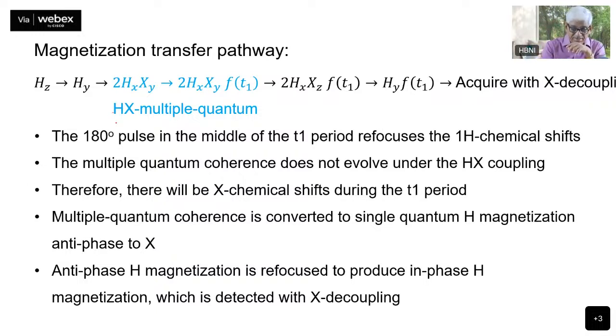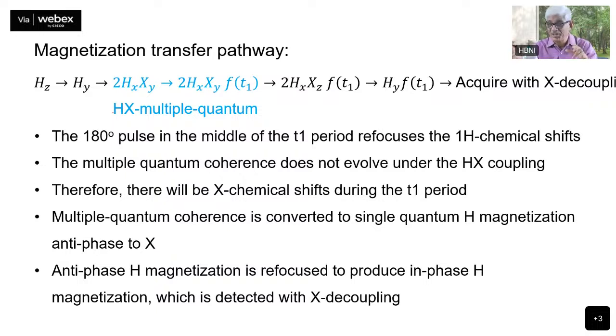Here it is, as I said, HX multiple quantum coherence. All this blue which is there is HX multiple quantum. The 180 pulse in the middle of the T1 period refocuses the proton chemical shifts. Multiple quantum coherence does not evolve under the XS coupling. This is the statement which you have to take on my word. If you want to derive it, you can derive it. It's a little bit involved. Therefore, I did not want to show that here.